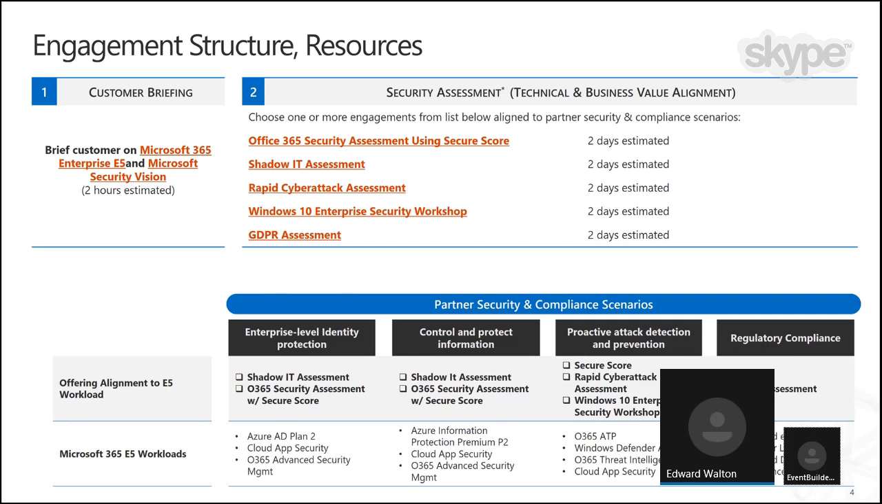So if you're looking at enterprise identity protection, you're looking at being able to deliver the Shadow IT assessment or the 365 security assessment, or both. There is no rule to say that you can't deliver one or more of these assessments to the same customer if the need is there. And so this allows you to have a series of touch points, trusted engagements, and build a working relationship to help address the security concerns or requests of your customers.